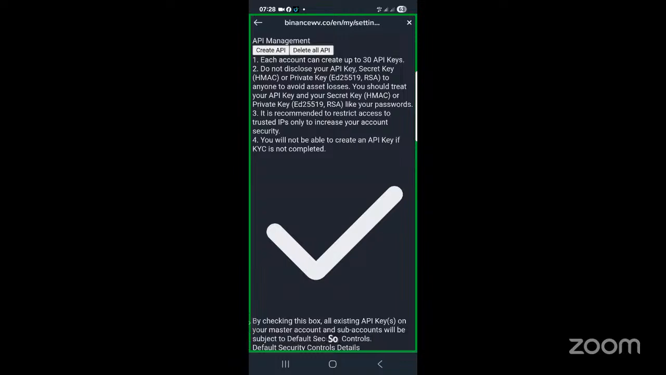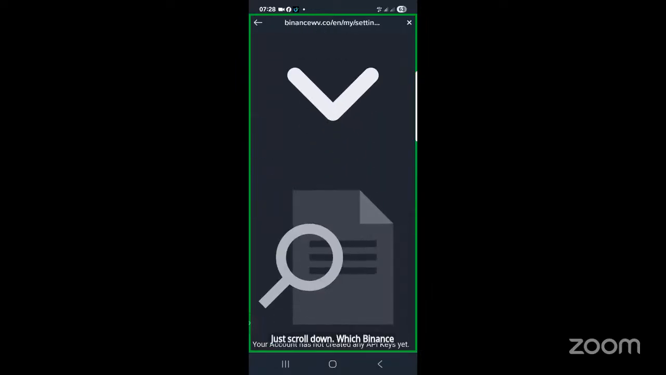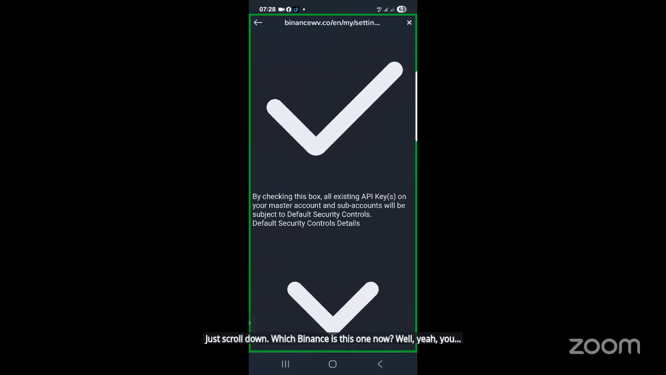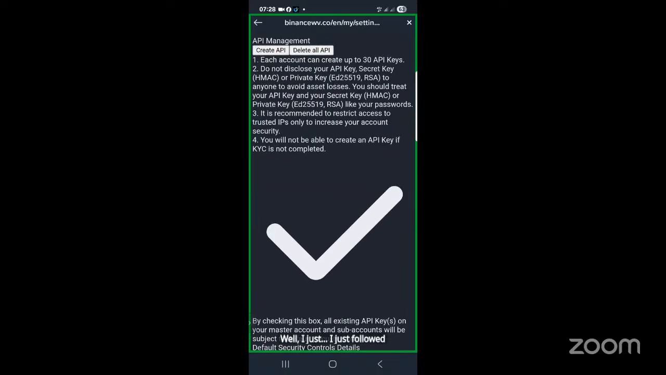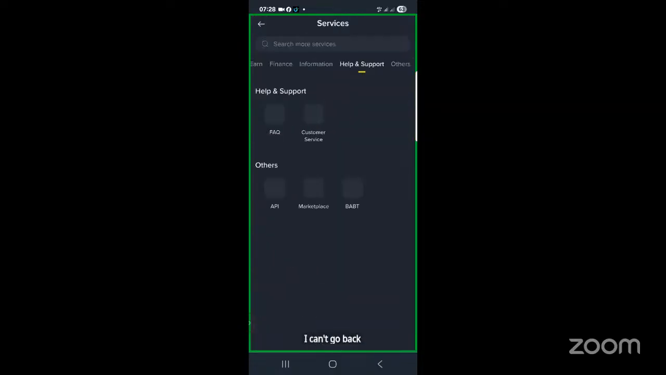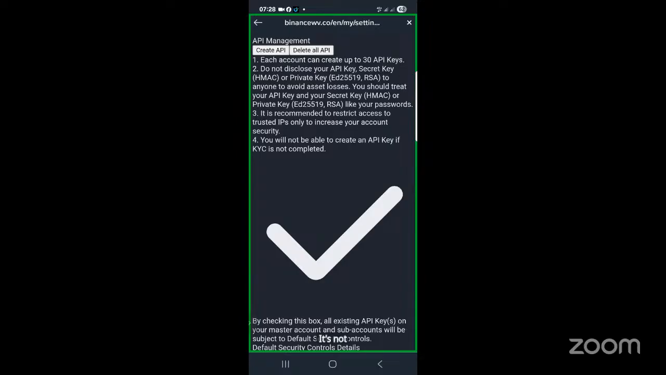I don't see anything. Can you scroll down? Which Binance is this one now? Where are you? Well, I just followed, except you want me to go back. Okay, I tap on go back, create API. Tap on API, then you create. It's not responding. Tap on create API. I've tapped. It's not responding. Are you using a VPN? Which country are you in? I'm in Nigeria.